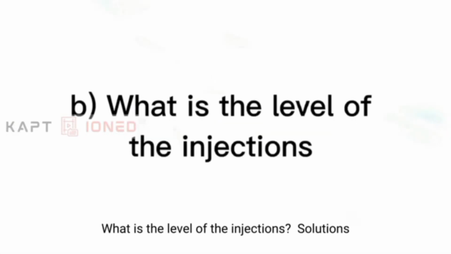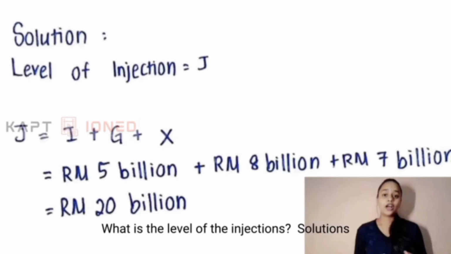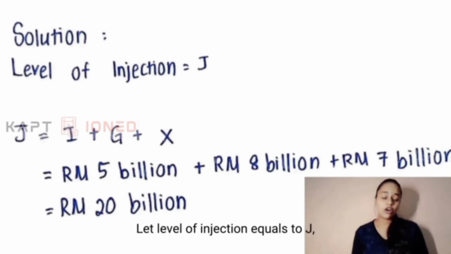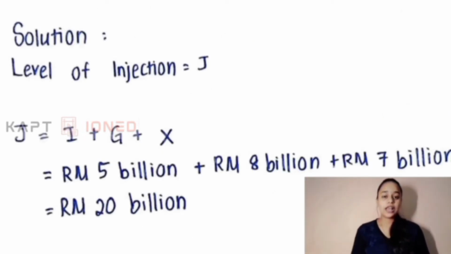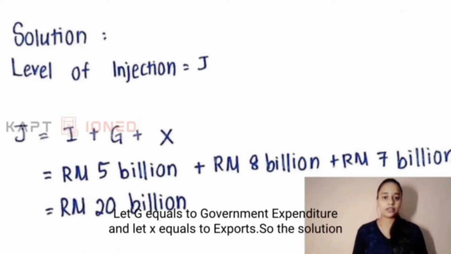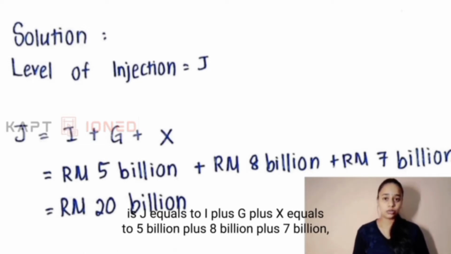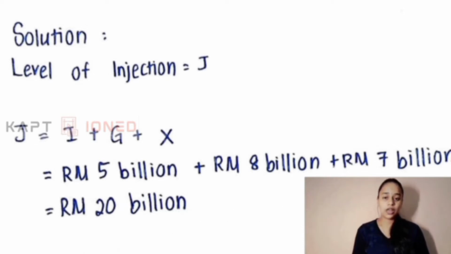Question B. What is the level of the injections? Solution. Let the level of injection equal J, let I equal investment, let G equal government expenditure and let X equal exports. So the solution is J equals I plus G plus X, equals 5 billion plus 8 billion plus 7 billion, equals 20 billion. The answer is the level of injection is RM 20 billion.